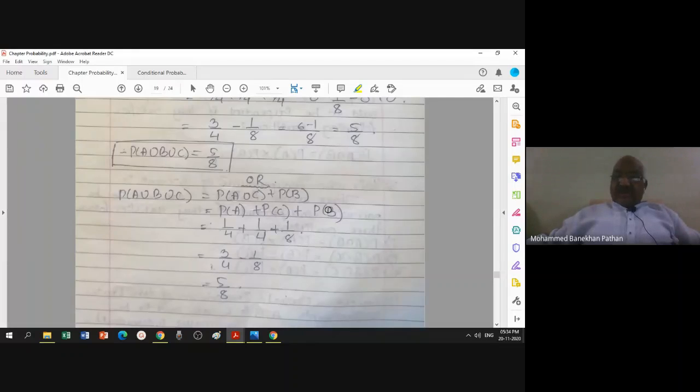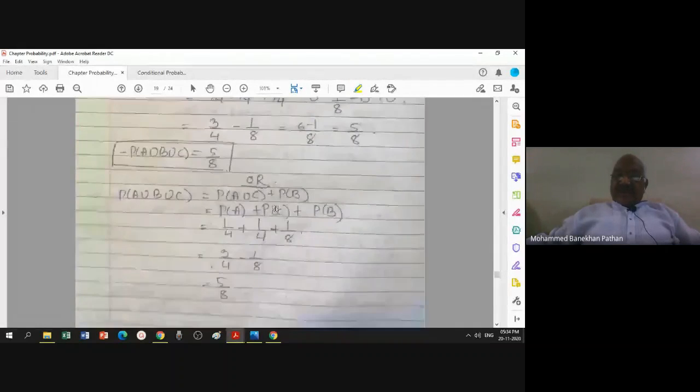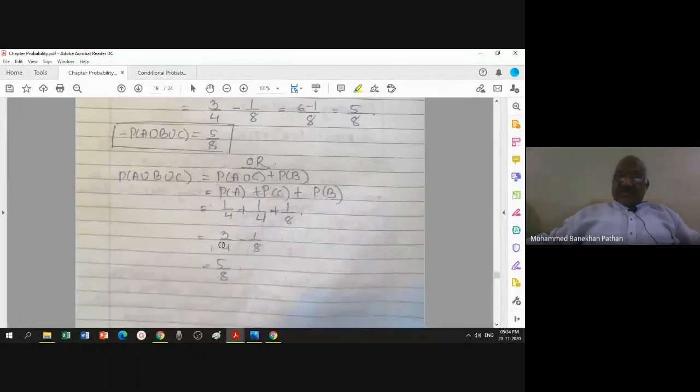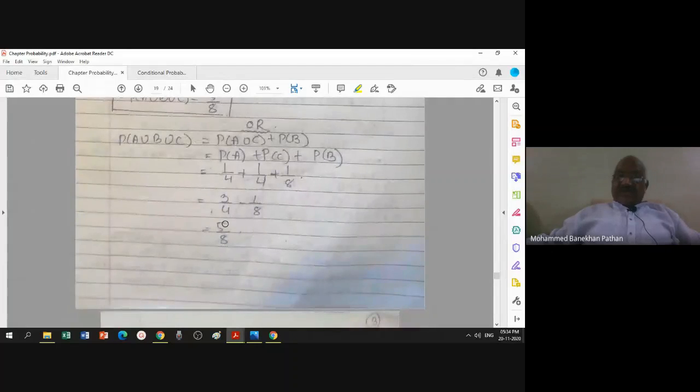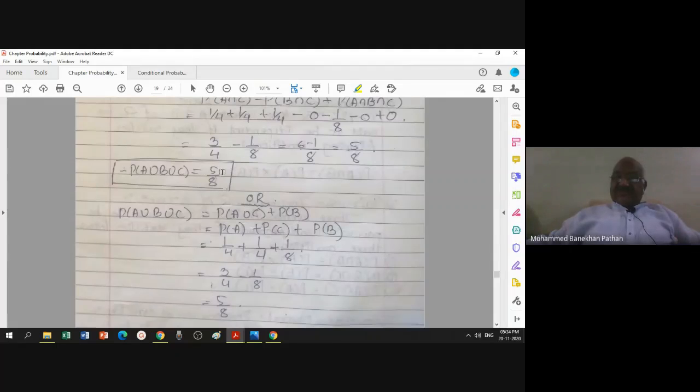Plus probability of B, that is 1 by 4. Probability of A is 1 by 4. Probability of C is 1 by 4. Probability of B is also 1 by 4. And probability of common is 1 by 8. This 1 by 8 was mistakenly plus, it should be minus. So you get 3 by 4 minus 1 by 8. Result will be 5 by 8, which is same as this.